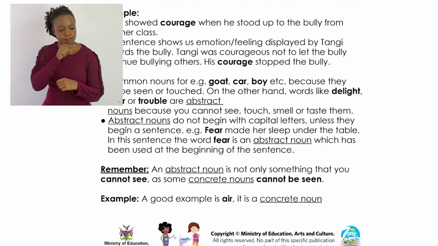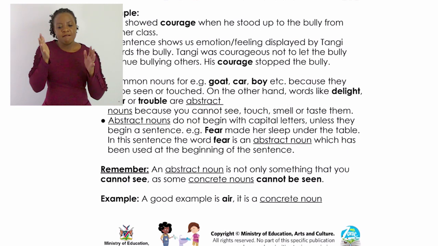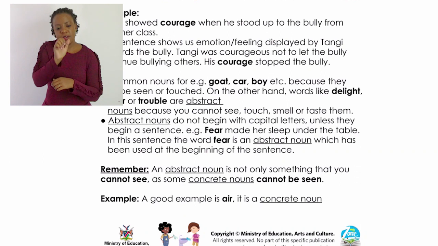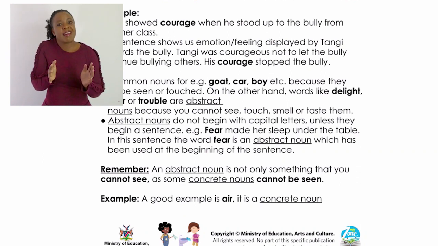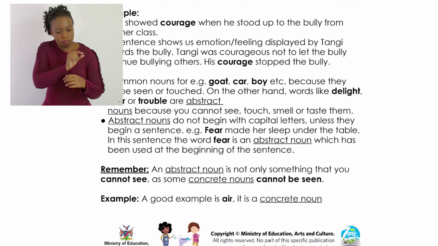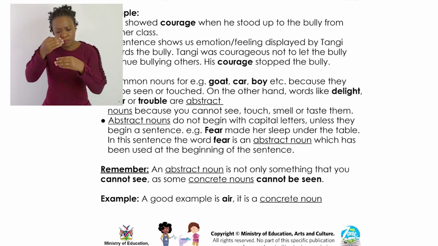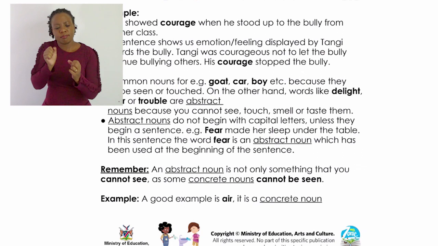There is an example there of an abstract noun, fear. Fear made her sleep under the table. In this sentence, the word fear is an abstract noun which has been used at the beginning of the sentence. So we are saying it is only when an abstract noun begins or starts a sentence, that's when we can put a capital letter. Otherwise, if they come in between somewhere in the middle of the sentence, you can't use a capital letter.